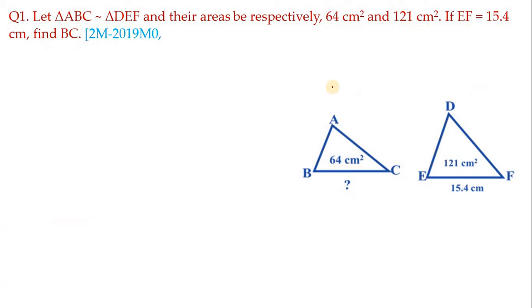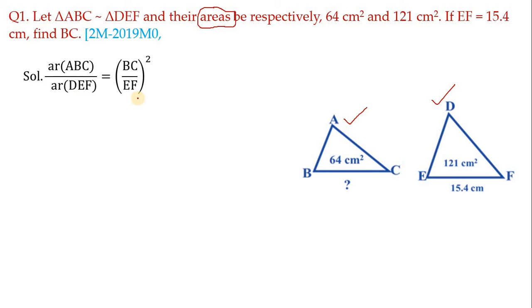See, this problem is based on the theorem areas of similar triangles, because here areas only are given. Hence this problem we have to solve on the basis of areas of similar triangles. So, on the basis of that theorem, we can write area of ABC by area of DEF is equal to BC by EF whole square.